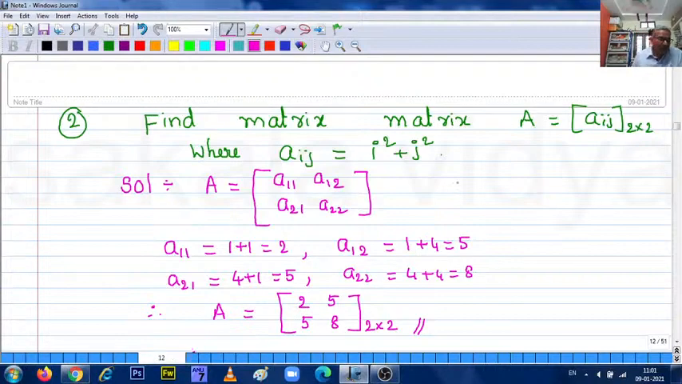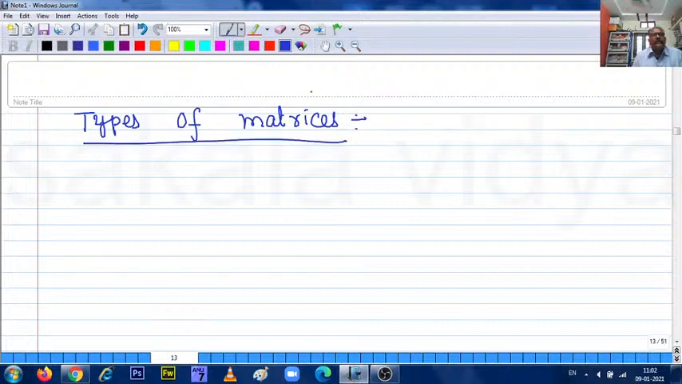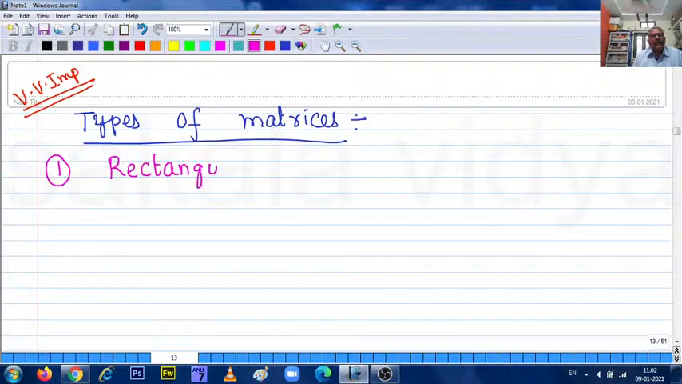Okay, leave it now. This one now is very important: types of matrices. Definitely for 1 mark you may be asked the definition of the types of matrices. Please note down one by one. First one is the rectangular matrix.